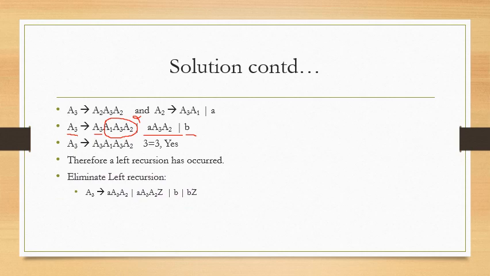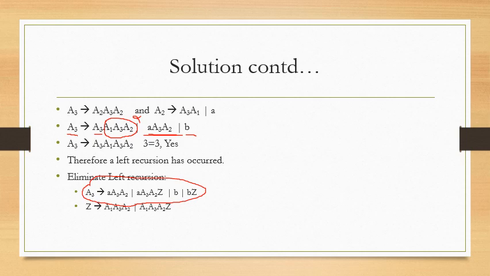Now the production changes to A3 can be A3, A2 followed by Z, so same A3, A2 with the Z, and then B with the Z. And what will be the Z? Z will be alpha or alpha Z. So Z will be A1, A3, A2 or A1, A3, A2, Z. Okay, so now after elimination of left recursion, all the A3 productions will be in GNF form, a single terminal followed by non-terminals.